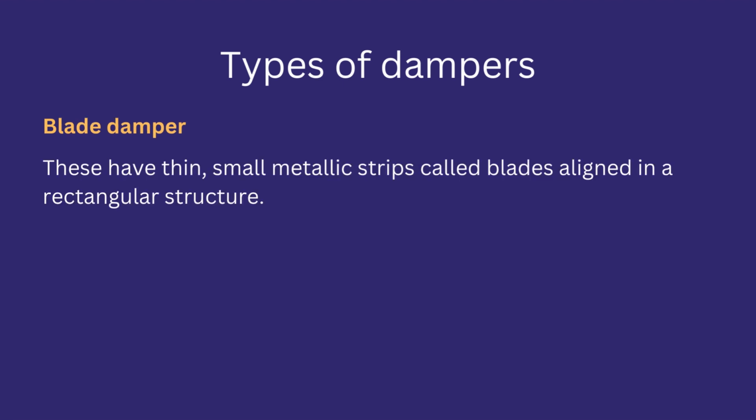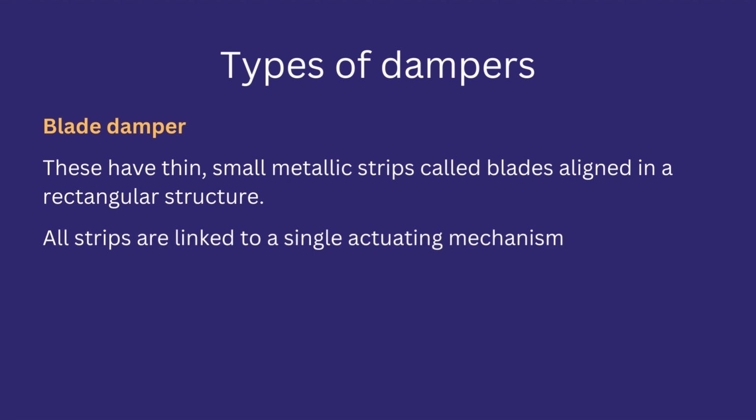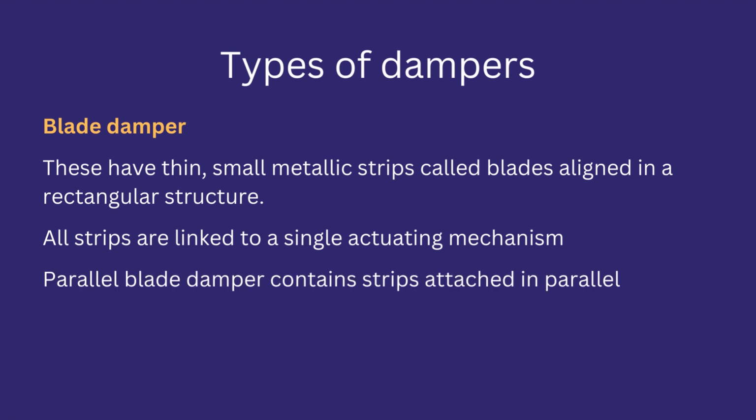Blade damper. These dampers have thin, small metallic strips called blades aligned in a rectangular structure. All strips are linked to a single actuating mechanism so that these strips move simultaneously to perform a single function. There are two types of blade dampers, parallel and opposed dampers.